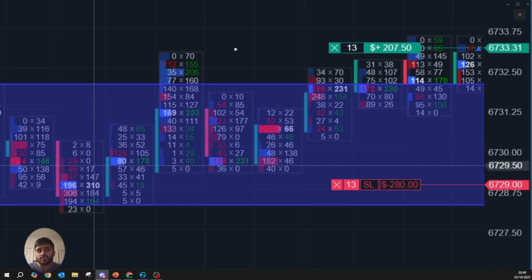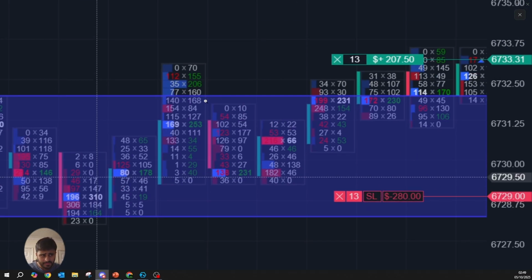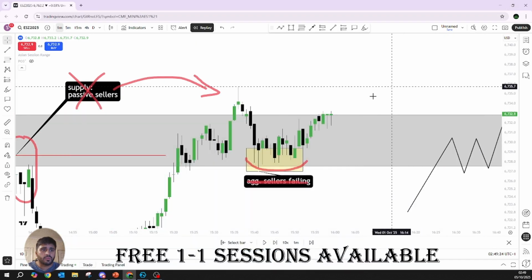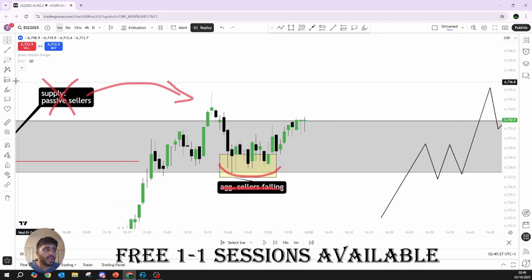Your entry should be just above the zone over here. So notice how this candle broke above the zone, or peeped above the zone. It wicked above. Notice how we have aggressive buyers over here, and notice how we break above this zone. So as soon as we see price breaking above this zone, that is going to be your confirmation entry, right? That is your confirmation.